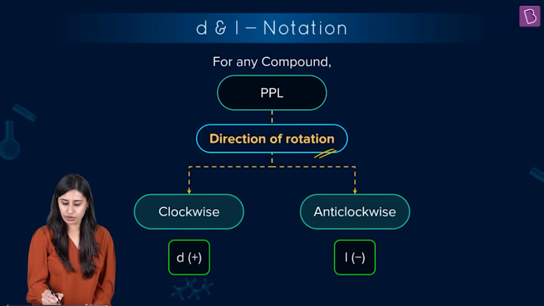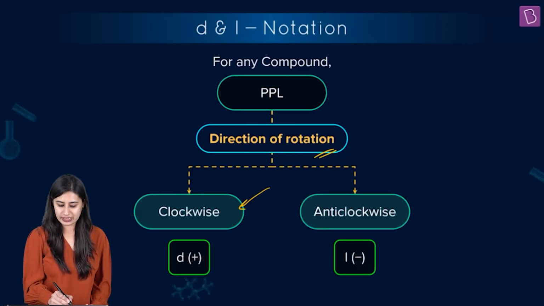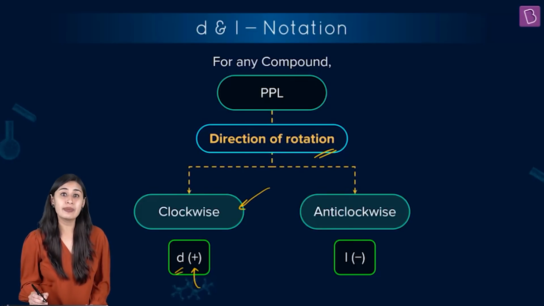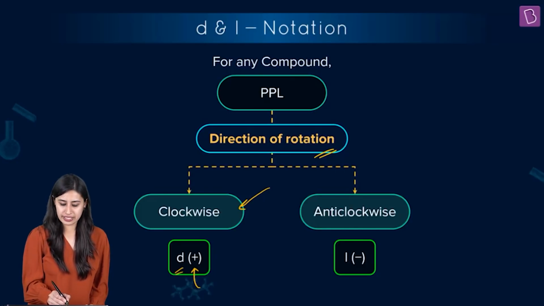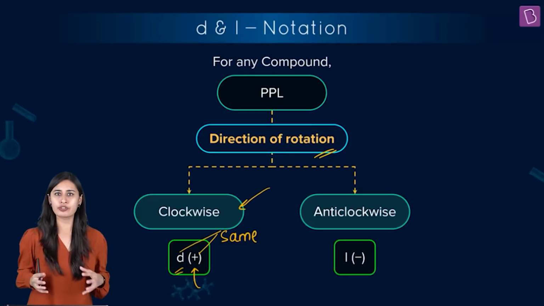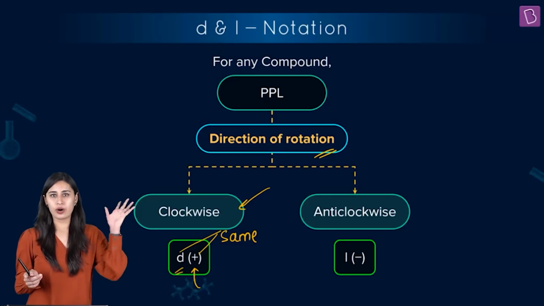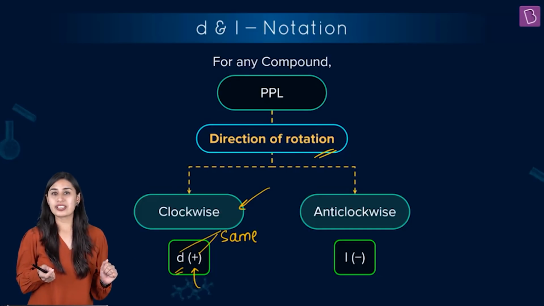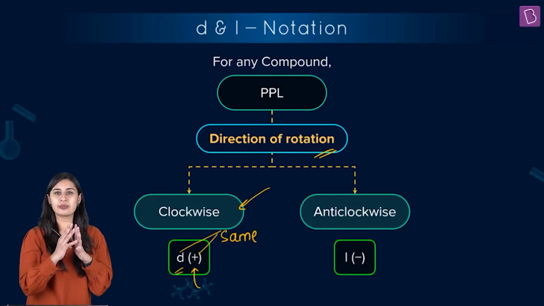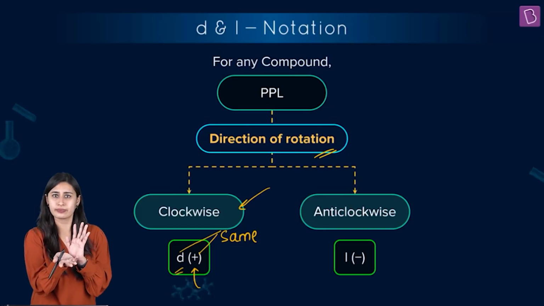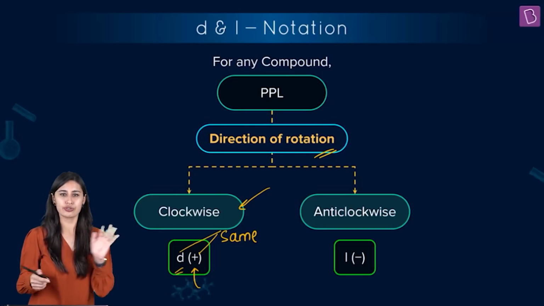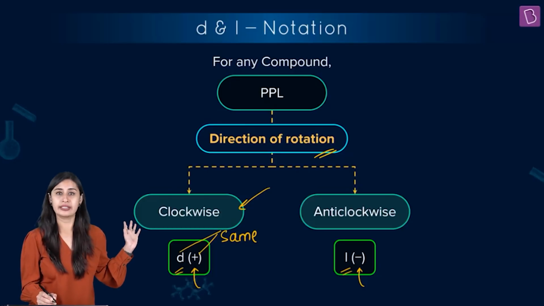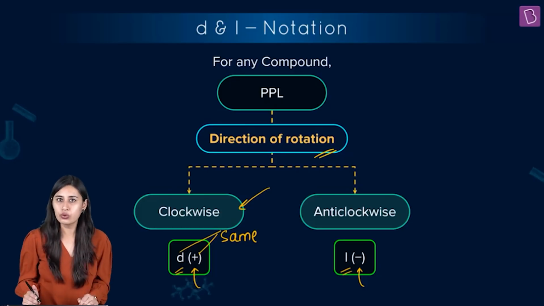Right? So direction of rotation, if it is clockwise, we use small d, or we may also use plus. That means the same. Both are same. Alright? Use only one. It's not that you have to use both together while writing the name. One is what you can use, small d or plus. What does this signify? That the light has been rotated clockwise. What about anti-clockwise rotation? Then we use small l or a minus. So either of them. Cool?